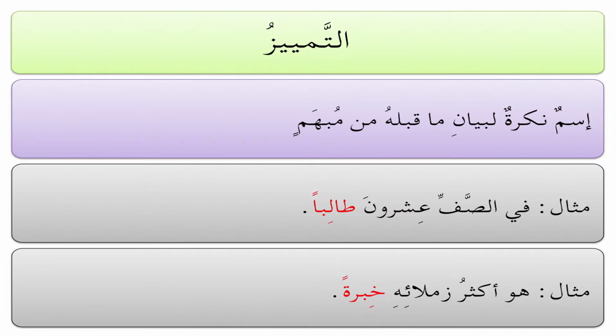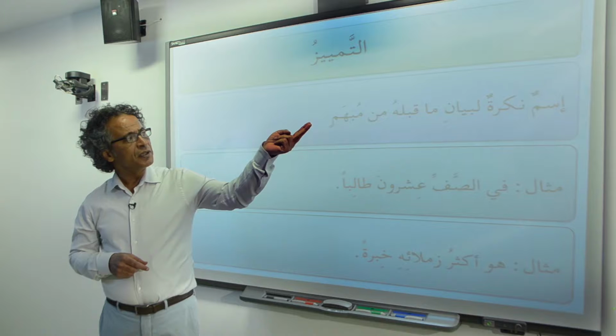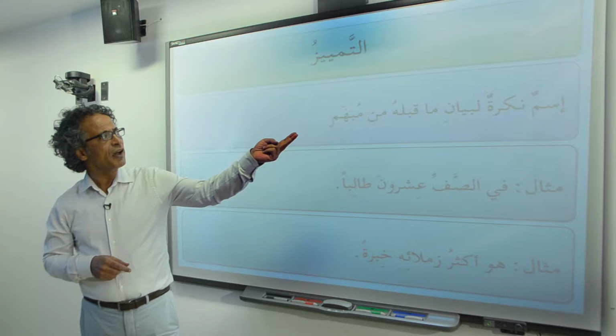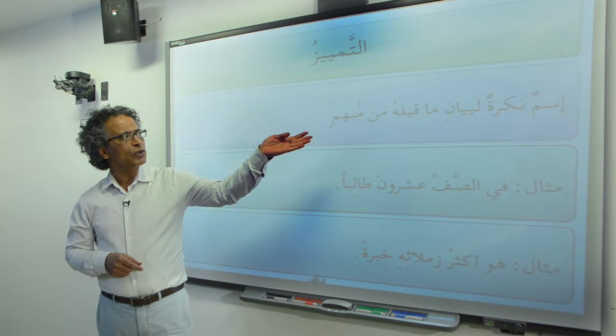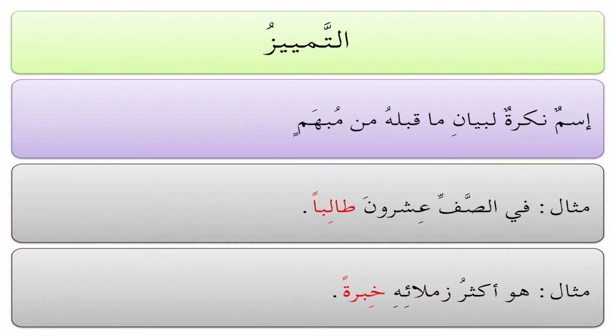الدرس 52 وهو التمييز. التمييز اسم نكرة لبيان ما قبله من مبهم، يعني an indefinite noun to clarify something that's preceding it and that is ambiguous. If you stop at that word and don't qualify it with the tamyiz, you would not understand what the sentence means.